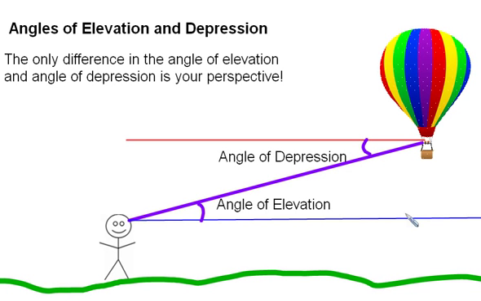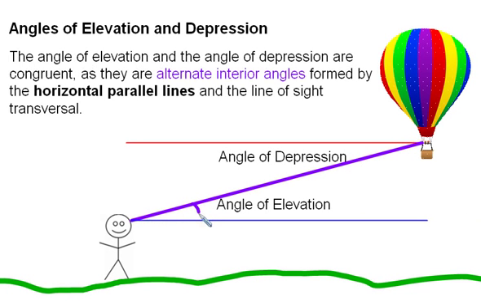So it'd be very important to note here that the angle of elevation and the angle of depression in the same problem, these angles would be congruent because they're alternate interior angles formed by these horizontal parallel lines. Notice if both of these are horizontal, they're going to be parallel. So there are congruent alternate interior angles, the angle of depression and the angle of elevation. There's our line of sight transversal.